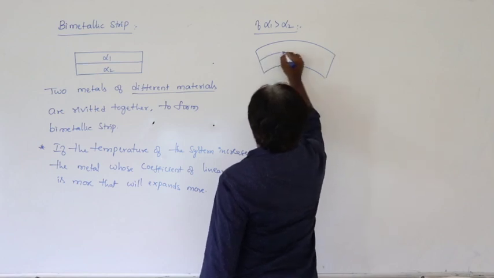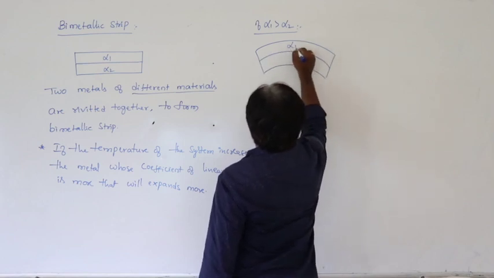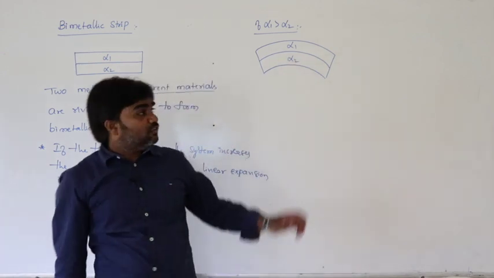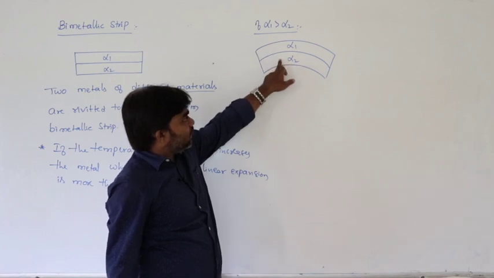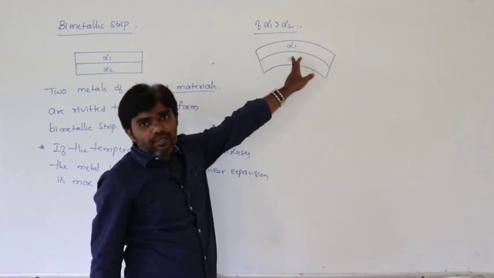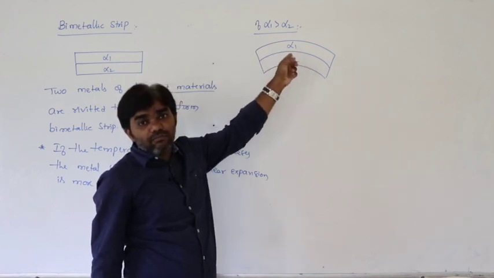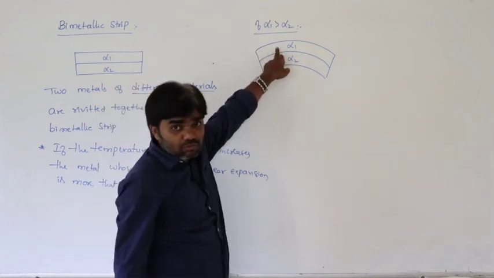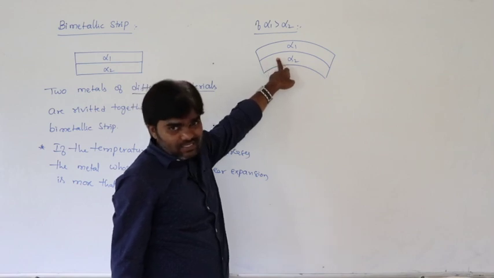The shape of the bimetallic strip becomes like this. This is alpha 1 and this is alpha 2. Because the first metal expands more than the second metal, the shape of the bimetallic strip becomes like this. Because this one expands more, this will expand less.